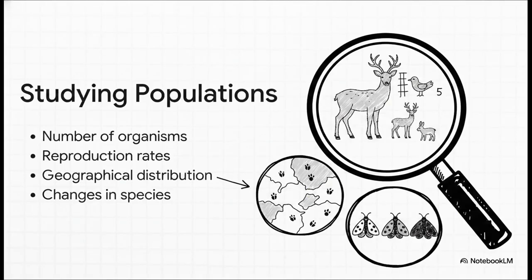And what are scientists actually doing when they study things at this population and species level? I mean, they're just standing out in the woods counting deer, right? They're tracking reproduction rates, they're mapping out geographical distribution across different territories, and they're carefully monitoring any sort of evolutionary changes happening within the species over time.